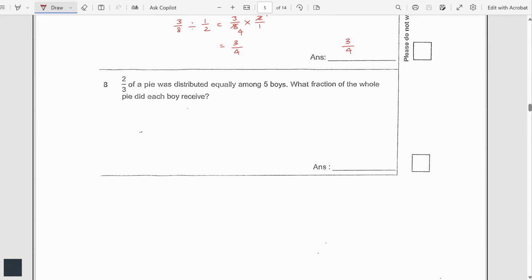Question 8. 2/3 of a pie was distributed equally among 5 boys. What fraction of the whole pie did each boy receive? Okay, we're looking for each boy. So one boy, right? Start off with 5 boys. If you label it this way, it's much easier to see which one divides by which one. So I have 5 boys. I want to find one boy. To do that, I have to divide by 5. So I know it's 2/3 divided by 5, not 5 divided by 2/3.